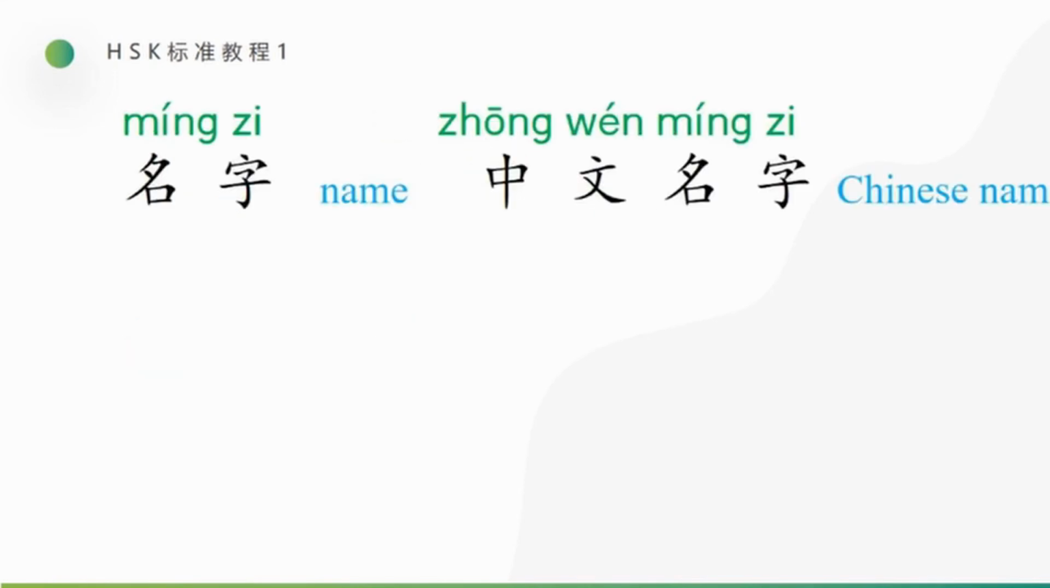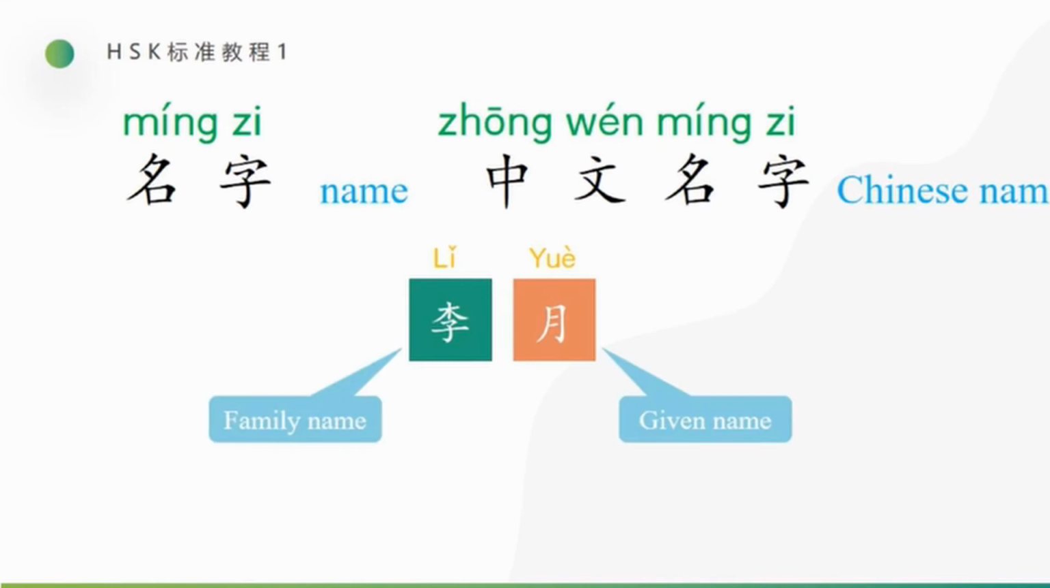Let's look at this. 名字, it means name. So Chinese name, we can say 中文名字. It means Chinese name. Do you have a Chinese name? So now let's learn some knowledge about Chinese names. Here I give you a typical Chinese name. 李月. In this Chinese name, 李 is a family name. 月 is a given name.